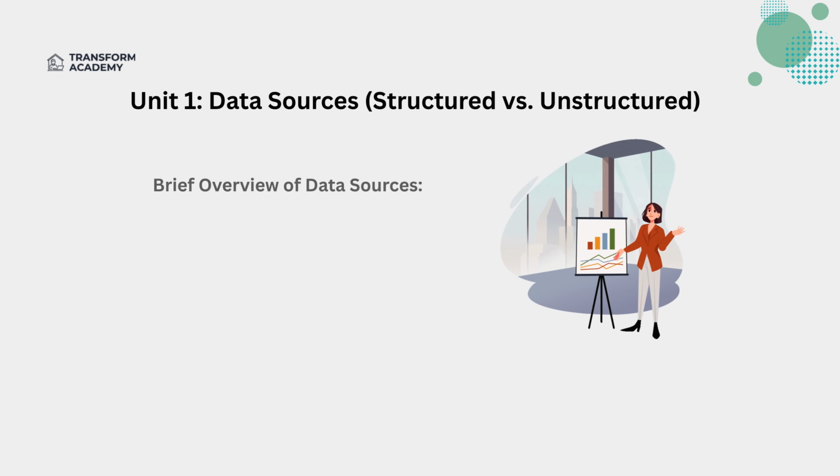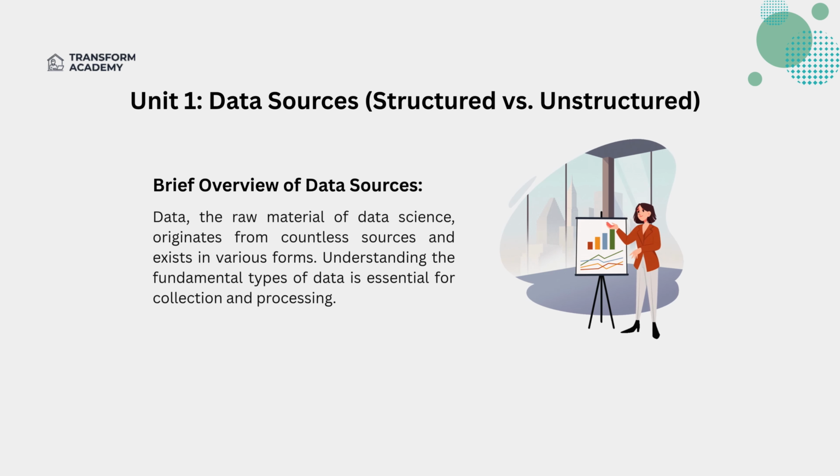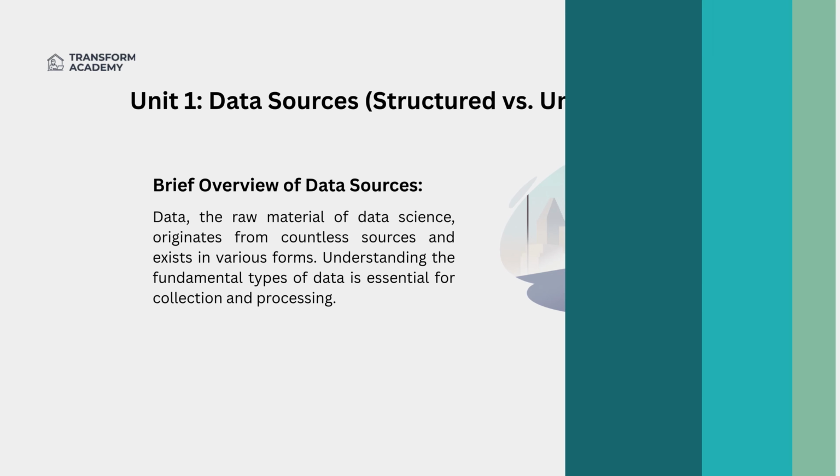Data sources, structured versus unstructured data. Brief overview of data sources. Data, the raw material for data science, originates from countless sources and exists in various forms. Understanding the fundamental type of data is essential for collection and processing. The two primary categories are structured and unstructured data.